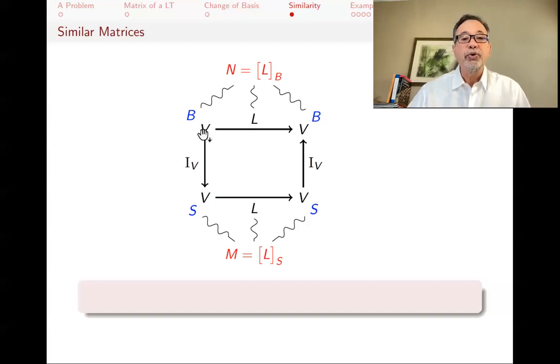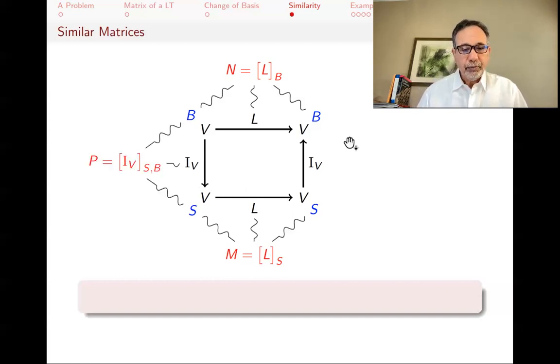Now, you can start from the top left and apply L and go to the top right, or you can come down, do nothing, apply L, and then do nothing again. And both times you're applying L, that's the only thing you're doing to an element of the vector space V, and you should get the same thing. So going across the top or coming around the roundabout way should give you the same answer. So in other words, the composition of those three linear transformations is just going to be L.